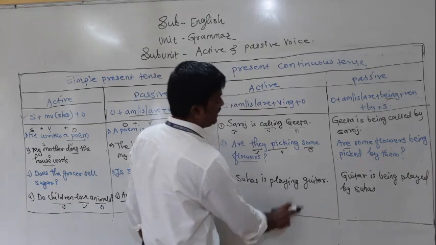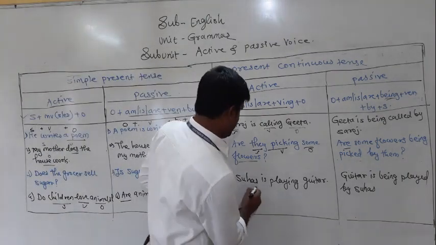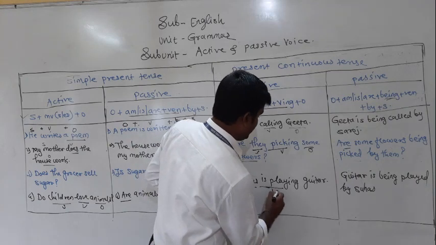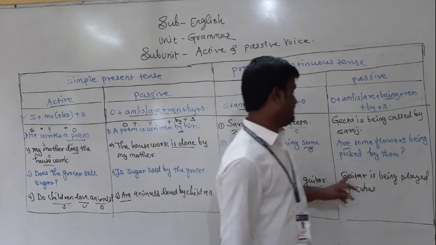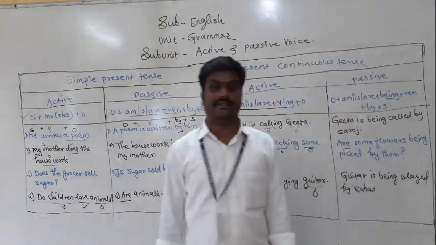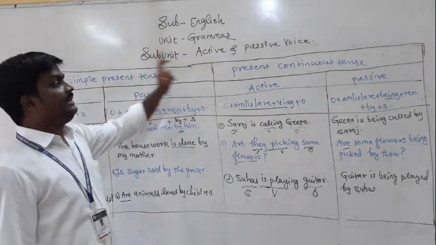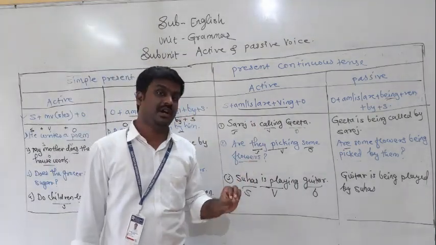Now the last statement. Suhas is playing guitar. See here, Suhas is a subject, playing is a verb and guitar is an object. So the answer is, guitar is being played by Suhas. These are the changes for the simple present tense and the present continuous tense. Those changes you have to do.